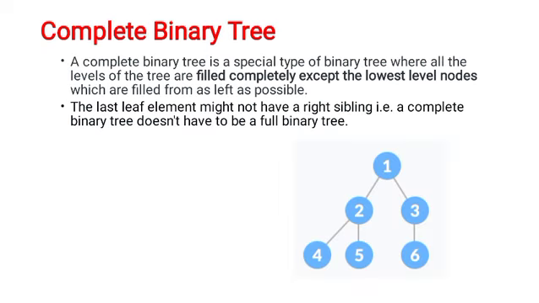Next is complete binary tree. A complete binary tree is a special type of binary tree where all the levels of the tree are filled completely except the lowest level nodes, which are filled from as left as possible. The last leaf element might not have a right sibling. That is, a complete binary tree does not have to be a full binary tree. So a complete binary tree need not be a full binary tree.